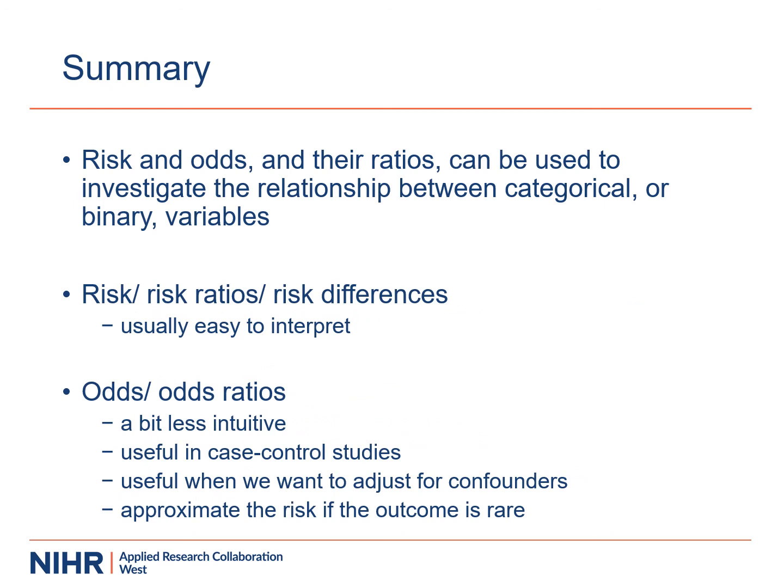So in summary, risk and odds can be calculated to describe binary outcomes, and risk ratios and odds ratios can be used to investigate the relationship between 2 binary variables. And risk usually feels easier to interpret, but the use of odds may be required instead in the case of a case control study, or if you want to adjust analyses for confounders using logistic regression. And finally, when the outcome is rare, approximately 10% or less of your sample, then odds and odds ratios will approximate risk and risk ratios.